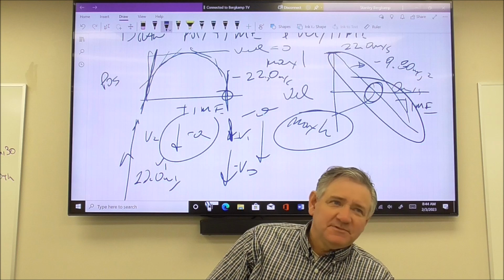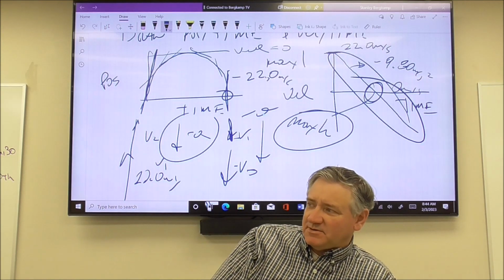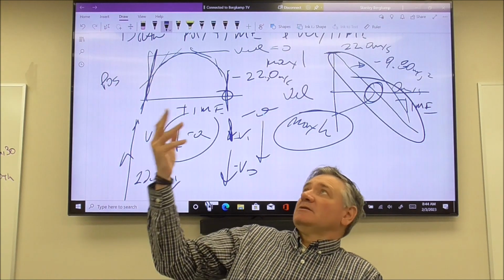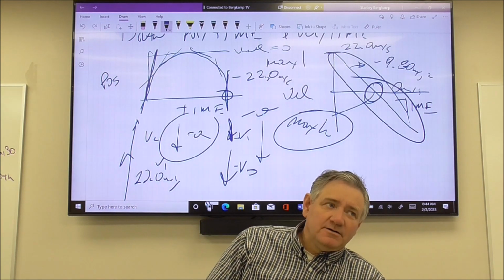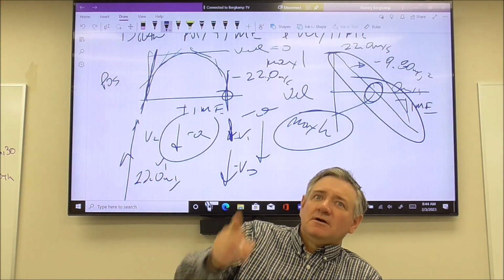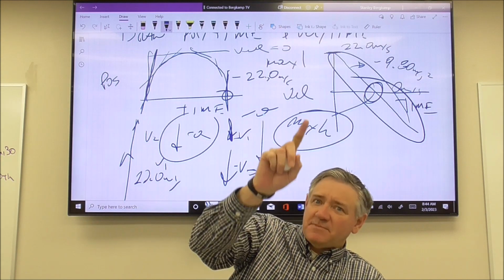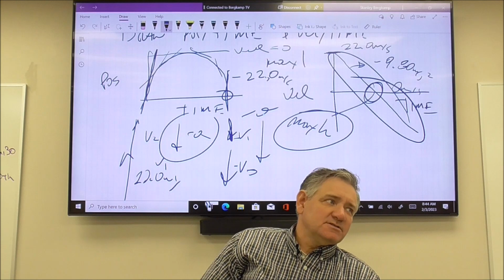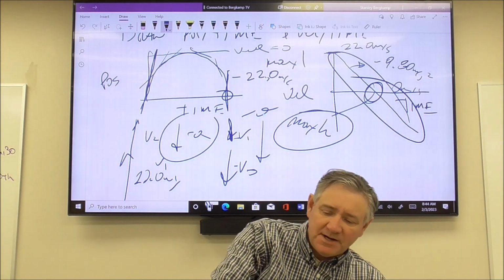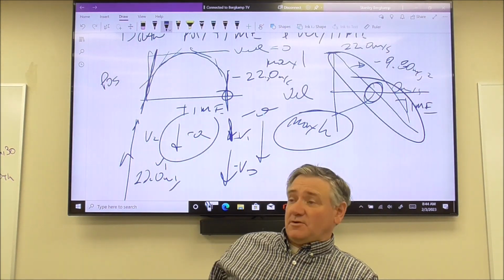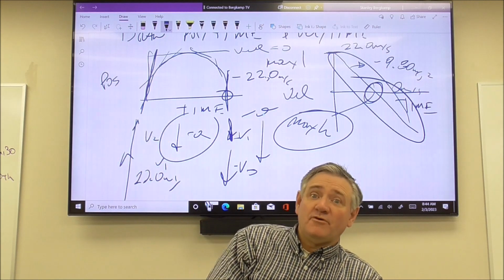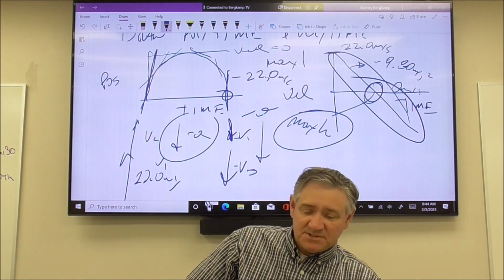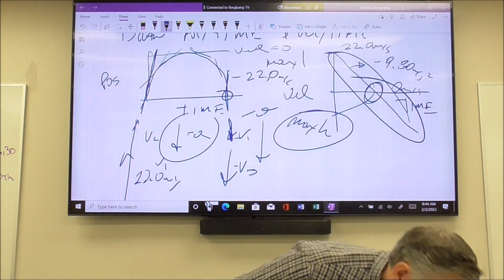F equals ma. That's the other reason we maintain the same acceleration the entire time. As soon as it leaves my hand, what's the only force acting on it? Gravity. That force isn't going to change, the mass isn't changing, therefore the acceleration isn't changing. So let's say that's the graph for Gary the golf ball. I throw Gary the golf ball up at 22 meters per second, and it comes back down.